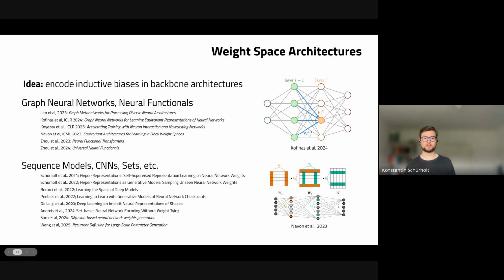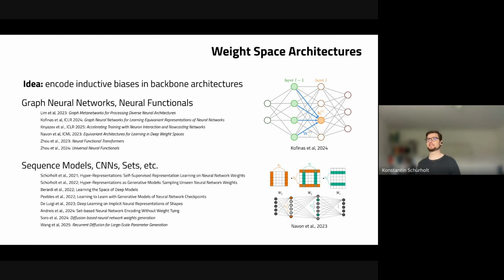And this is exactly why this other group of approaches comes into play. This is also where most of my work is, so I'm biased again. These approaches mostly try to deal with the scale, the size of the base models that you try to learn representations of, or that you try to ingest in some sense, and the fact that those models don't have to be of the same size. And those are usually some sort of sequence models or CNNs or sets.